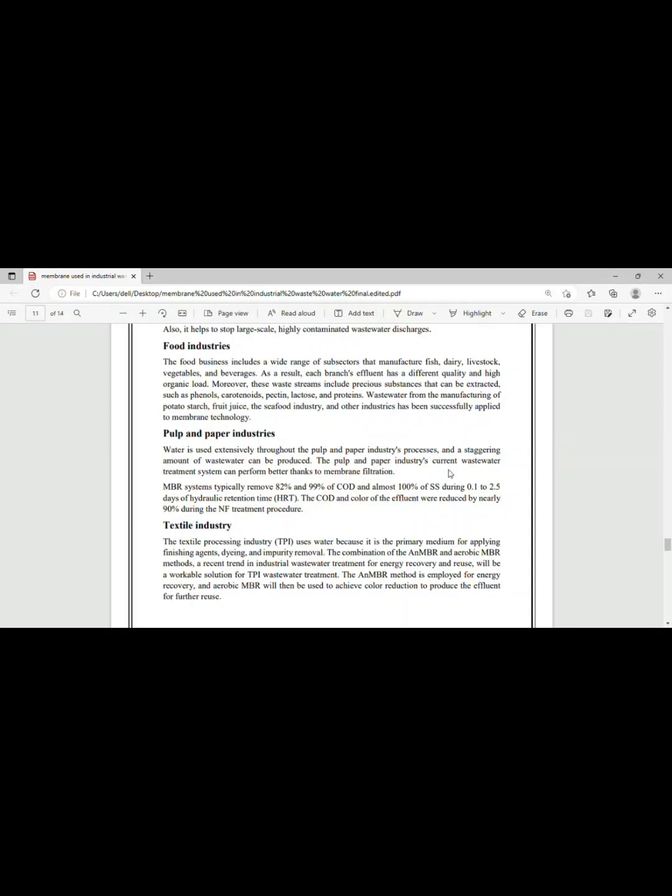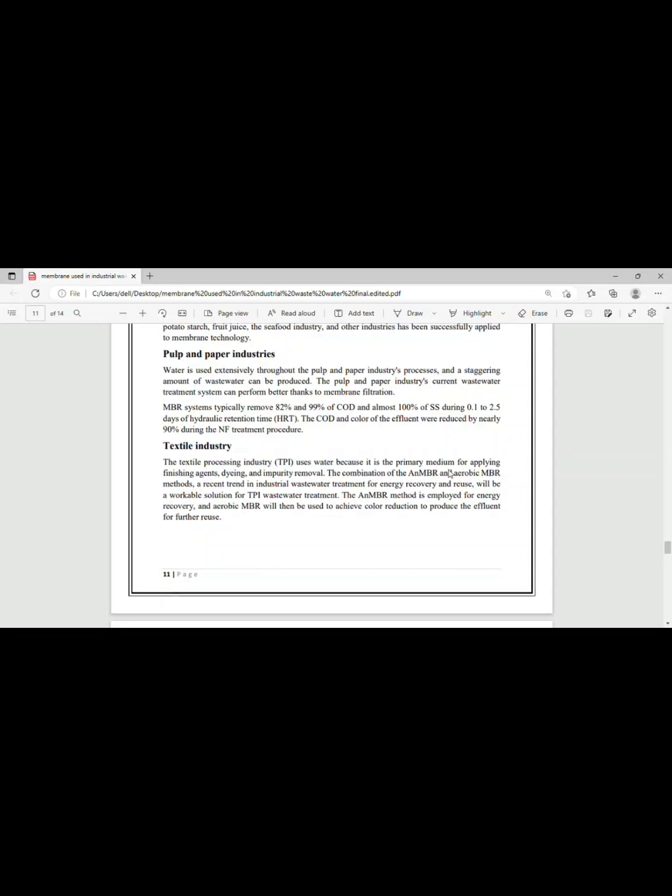Food industries. The food business includes a wide range of subsectors that manufacture fish, dairy, livestock, vegetables, and beverages. As a result, each branch's effluent has a different quality and high organic load. Moreover, these water streams include precious substances that can be extracted, such as phenols, carotenoids, pectin, lactose, and proteins. Wastewater from the manufacturing of potato starch, fruit juice, the seafood industry, and other industries has been successfully treated with membrane technology.